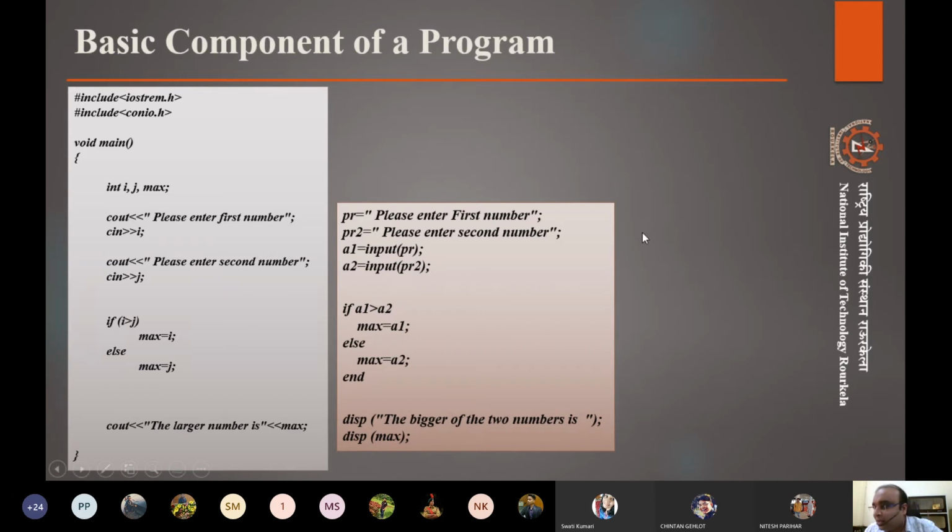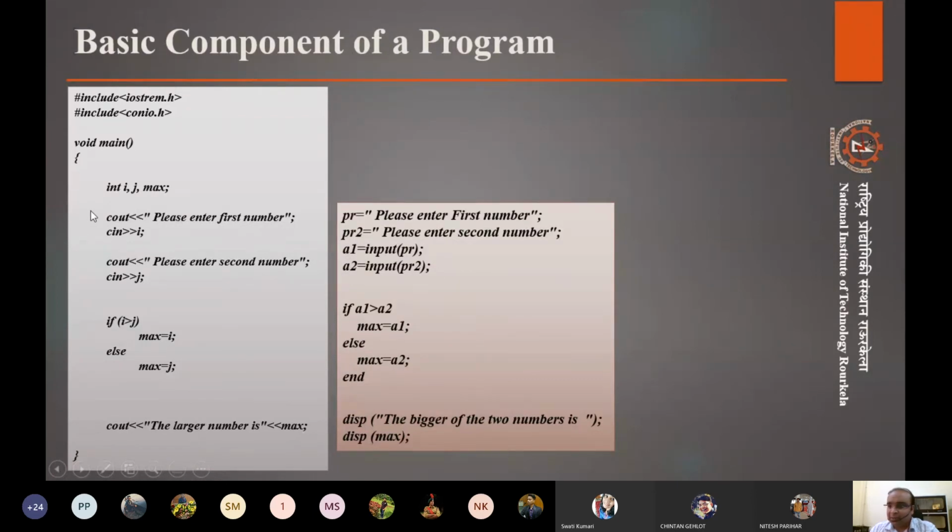First let's see MATLAB. In MATLAB we see PR equals some text, "please enter first number," and PR2 equals "please enter the second number." We are getting some number A1 by giving the PR we stored, the full text stored inside PR, to the input function, and the user input from that will be stored in A1. Similarly for A2.